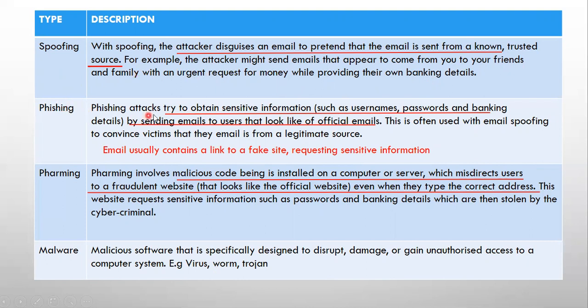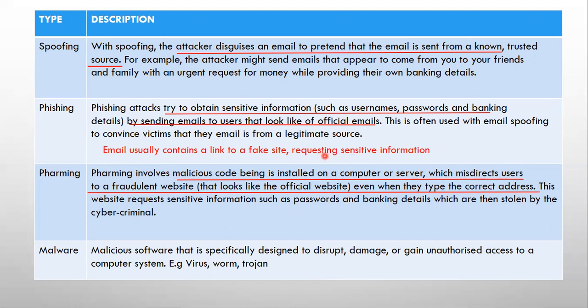Phishing. Now, phishing attacks try to obtain sensitive information like your username, passwords, and banking details by sending emails to users that look like an official email. Now, what happens with phishing? An email is usually sent and it contains a link to a fake site that will request your sensitive information. So you may get an email that seems to come from a banking site and tells you to click on the link and complete your banking details.